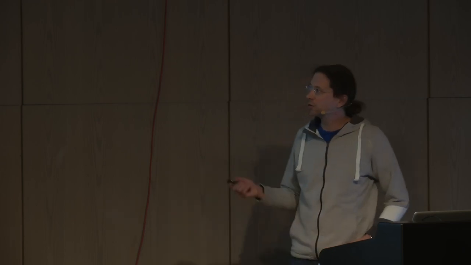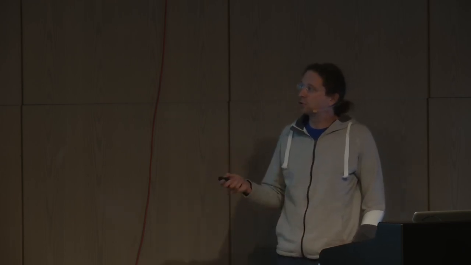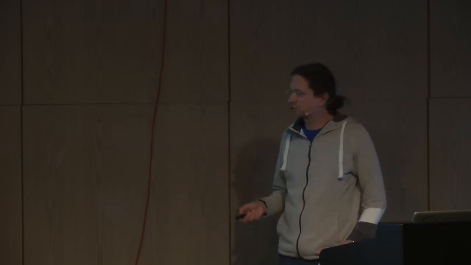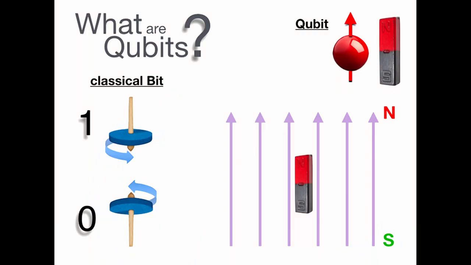You can invest a little bit of energy and turn the needle the other way around. This is another state. It's a higher energy state. And we also use that in our qubits. So you can produce one and zero positions of your qubit. And we come back to that later when I show you how we actually do this.